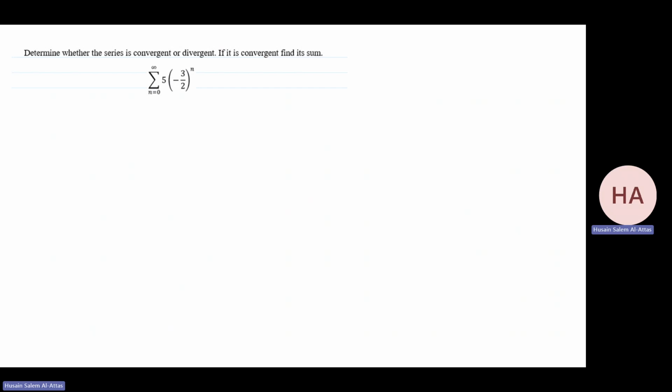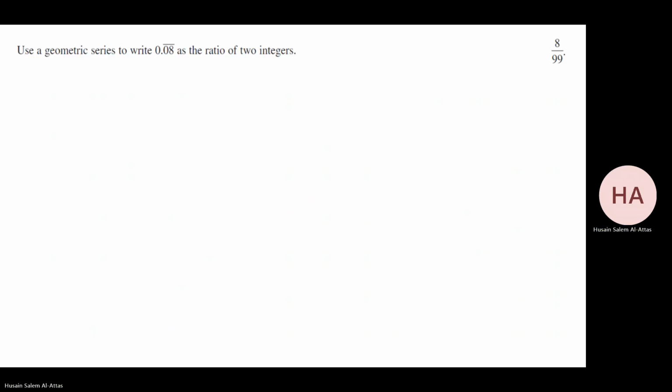Okay. Use a geometric series to write 0.08 as the ratio of two integers. How to do this? 0.08 repeated. That is what? 0.08, 08, 08, 08, and so on, which I can write as 8 over 100 plus 8 over 10,000. Yeah, because this is 8 over 100.